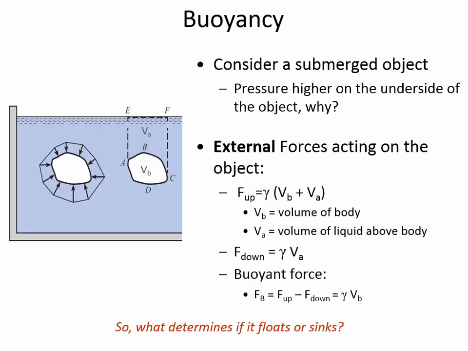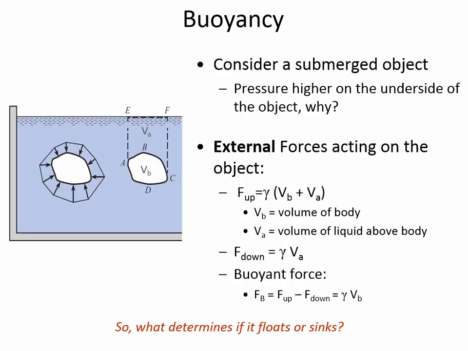It's the density of the object relative to the density of the fluid. So if this is water, and the object just coincidentally has a density of 1,000 kilograms per cubic meter and I let go, it's going to be neutrally buoyant. It's just going to stay right there.